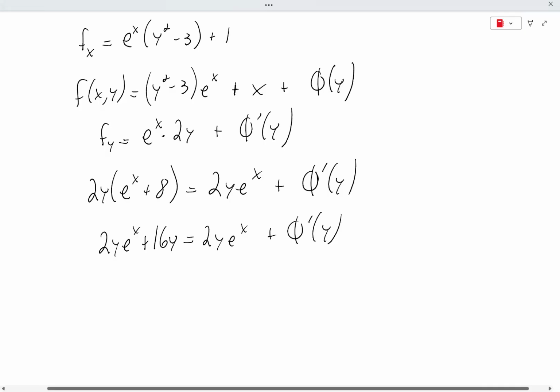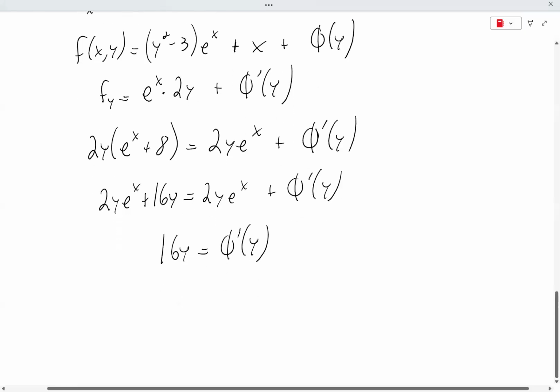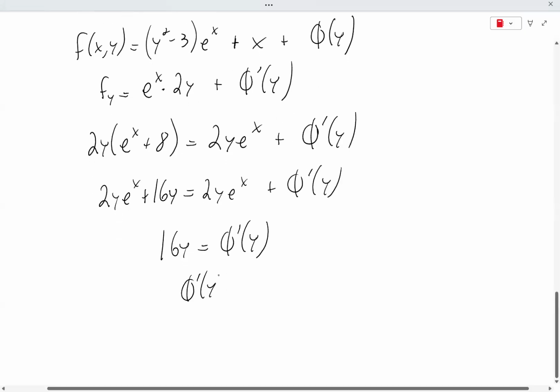Okay, now those two terms cancel, the left and the right. So you just get 16y equals phi prime of y. Again, this is a function of y only, which is good. Otherwise, it's a dead end. So phi prime of y equals 16y, so phi of y is equal to 8y squared.